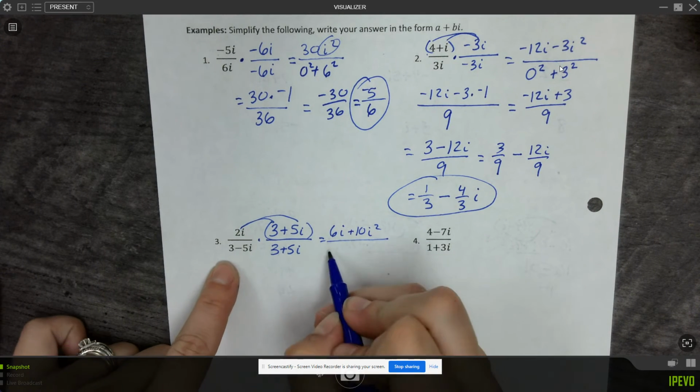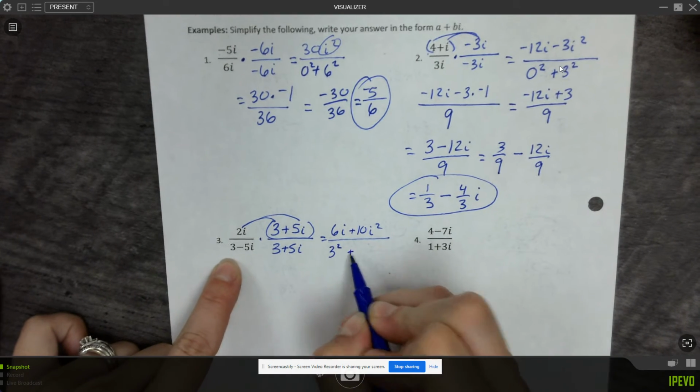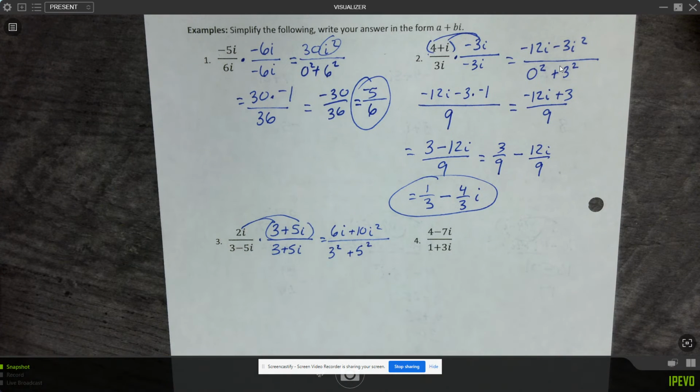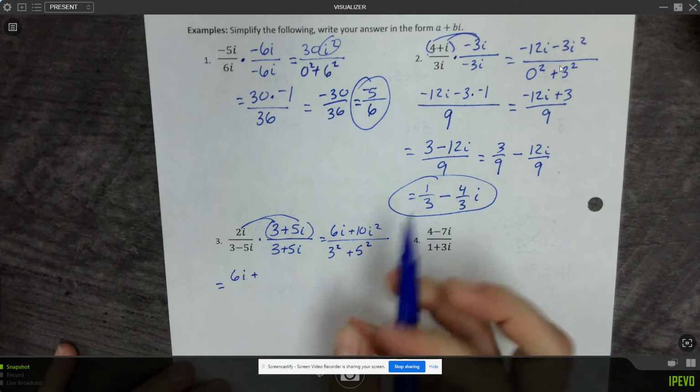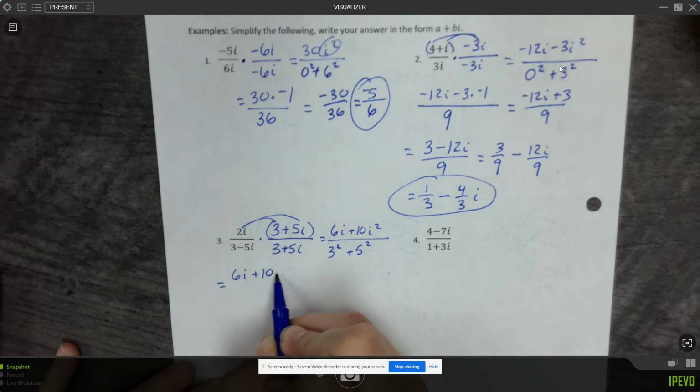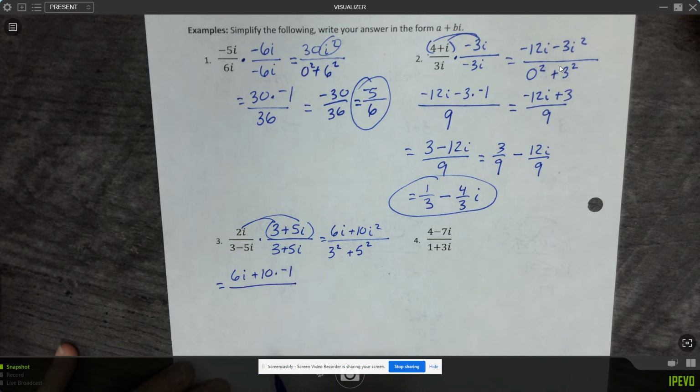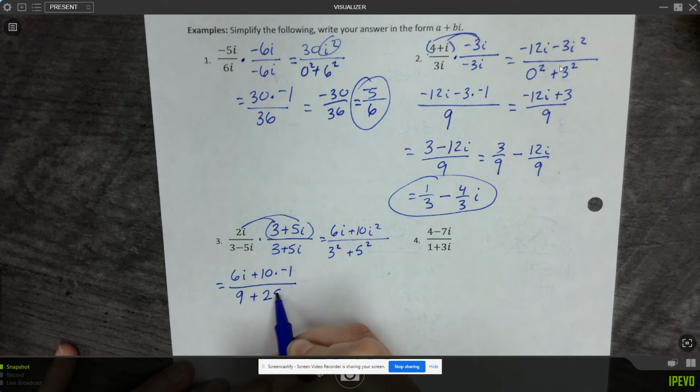Your denominator is a squared plus b squared. Now you're going to say, Mrs. Mullins, shouldn't I be taking negative 5 and squaring it? Sure. What's 5 squared? 25. What's negative 5 squared? 25. So you don't really need the negative there because you're going to square it, turn it into a positive. 6i is 6i, but then plus 10i squared is 10 times negative 1. 3 squared is 9, plus 5 squared is 25.